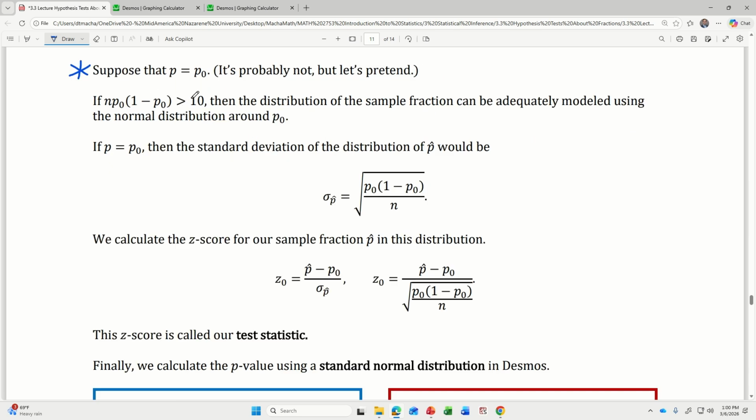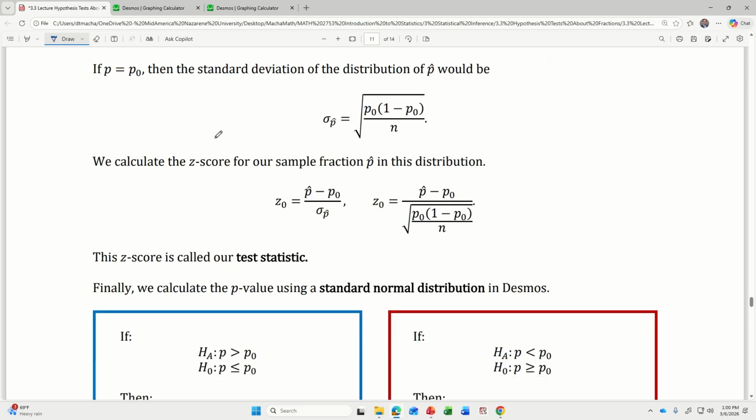We know if the variance is greater than 10, then a binomial distribution can be modeled using a normal distribution. And if my population fraction is equal to the threshold value, then this is the formula for the population standard deviation. A z-score for my sample fraction would be the sample fraction minus the population fraction, the mean of that distribution, divided by the standard deviation of the sample fraction.